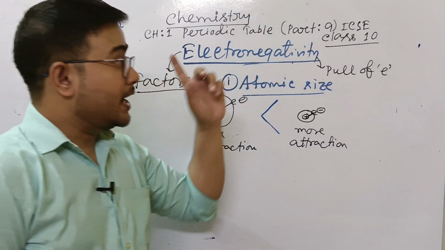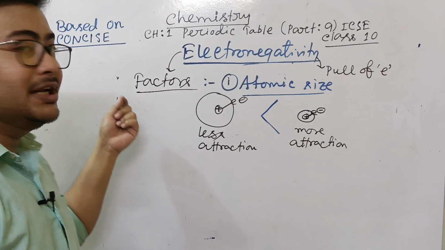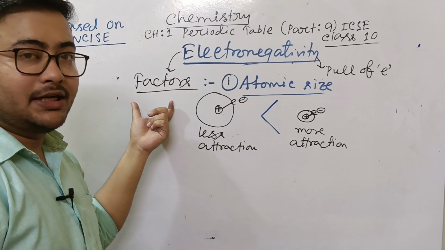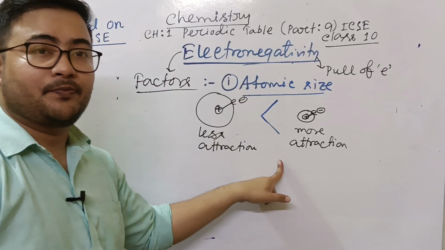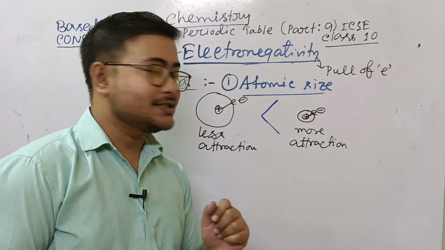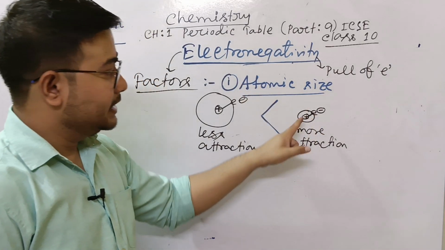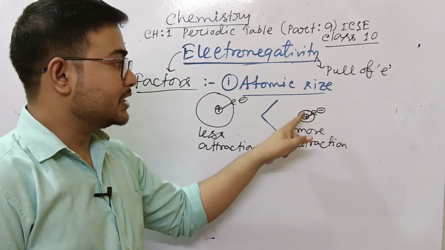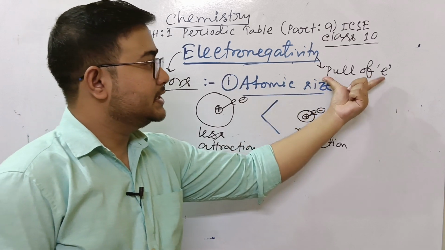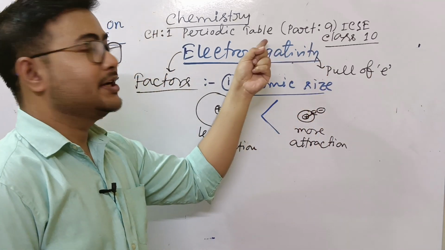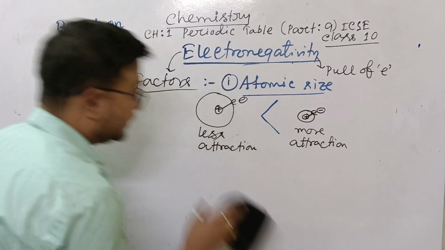I already told you the diagram is very important. Suppose this question comes in your exam: mention the two factors that affect electronegativity. Your first point is atomic size; first give this diagram. After this diagram, your answer is: if the atomic radius is smaller, then the nucleus has more attraction towards the electron, so the nucleus can pull the electron towards itself. So electronegativity increases in case of a smaller atom.